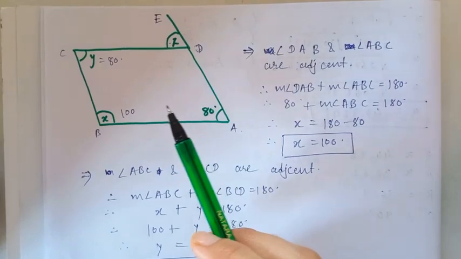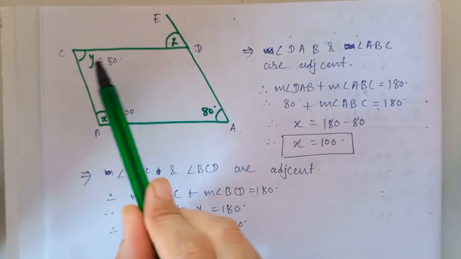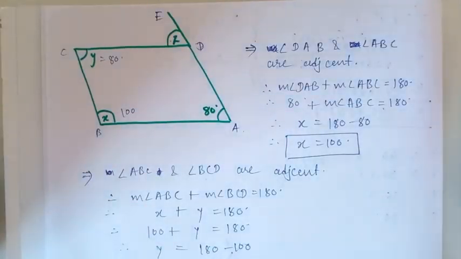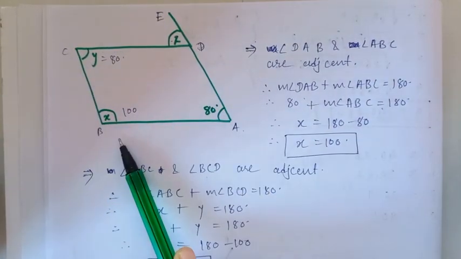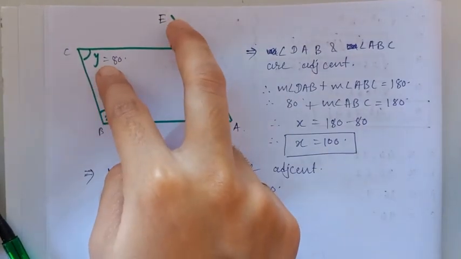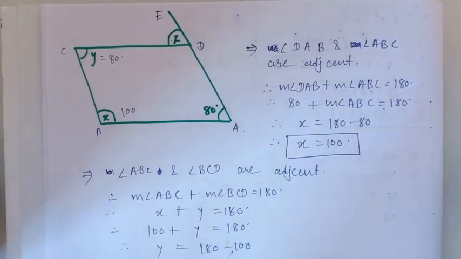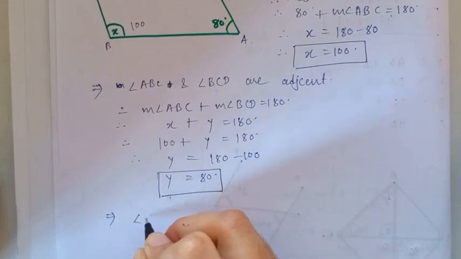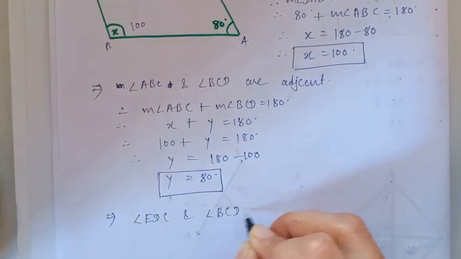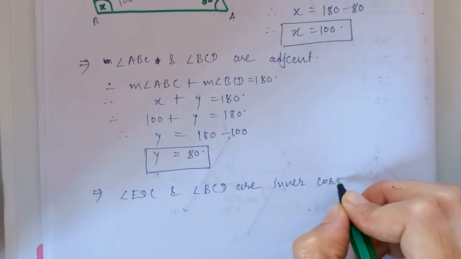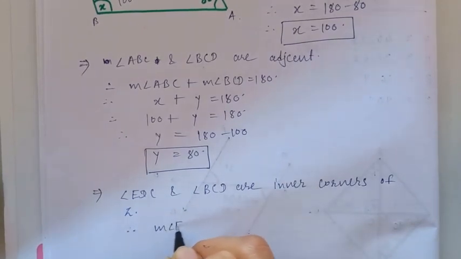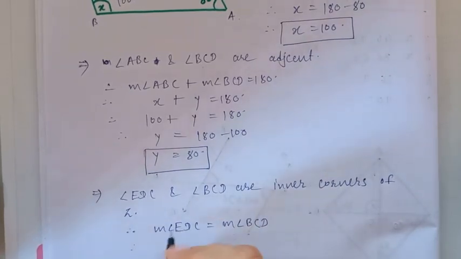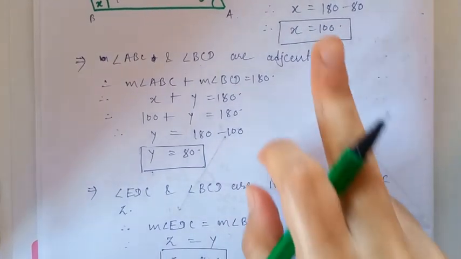Now we have to find that z. See, for z we will use z rule, because see, these two parallel lines and one line is crossing them, so z will be made and we can use z rule. So which z? EDCB. So inner corners are this and this, so these two are equals, so one is 80 degree, so another one is also 80 degree. Okay, so we can write that angles EDC and angle BCD are inner corners of Z. So measure of EDC is equals to measure of BCD, and EDC is Z and BCD is Y, and Y is 80 degree. So we have found X, Y and Z.